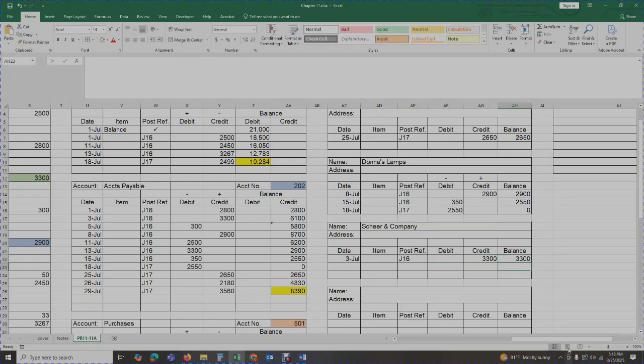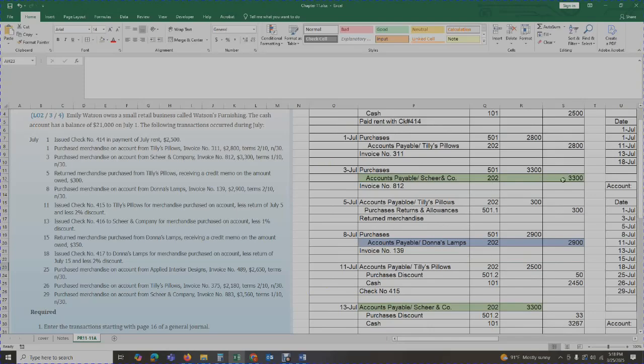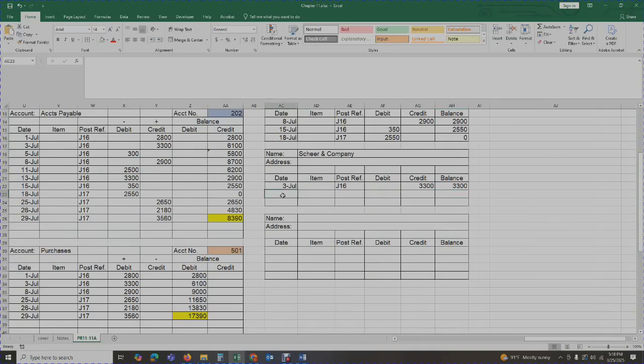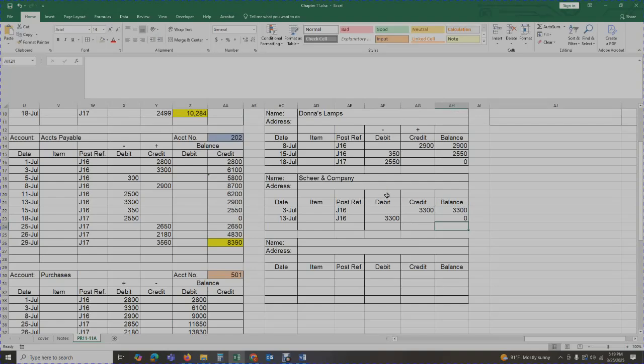That will be my ending balance. On July the 3rd, credit of $3,300. Then on July the 13th, we have a debit of $3,300. So let's enter that debit. That is happening on July the 13th. This is Journal 16. We have a debit of $3,300. So $3,300 minus $3,300 debit is going to be a zero balance. Remember, accounts payable, a debit decreases it, a credit increases it. So you would subtract your ending balance minus the transaction, the debit entry.